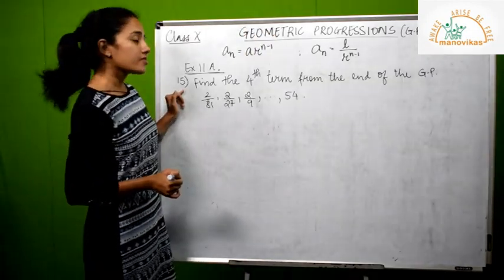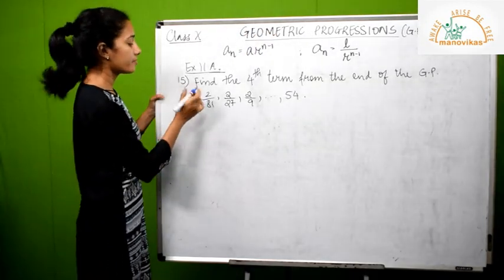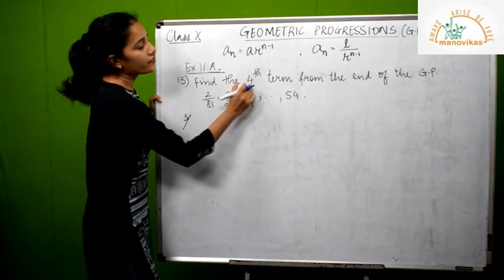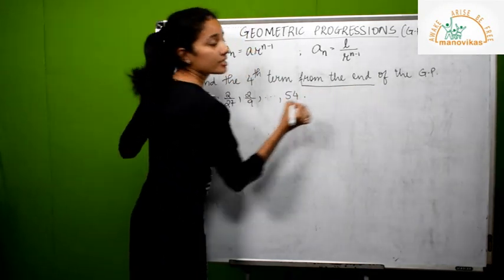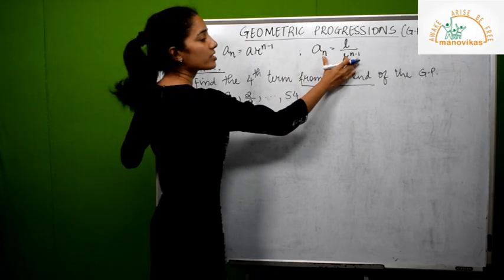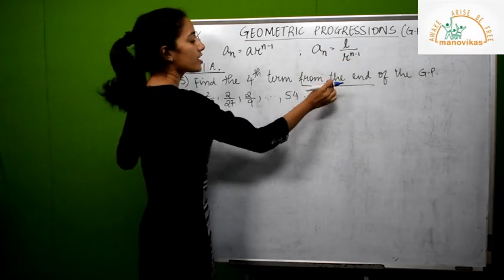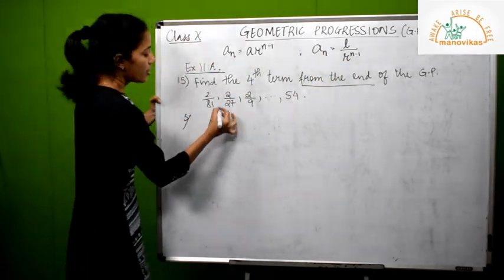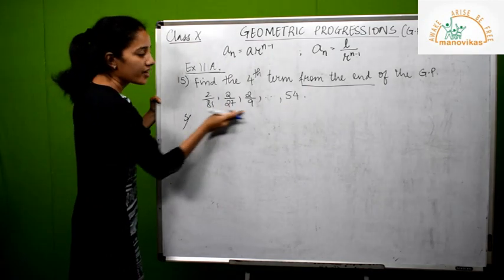Let us consider another example, problem number 15. You have to find the fourth term from the end. From the end meaning we will be using this formula. That is, you have to calculate the fourth last term. So this is again a finite series.